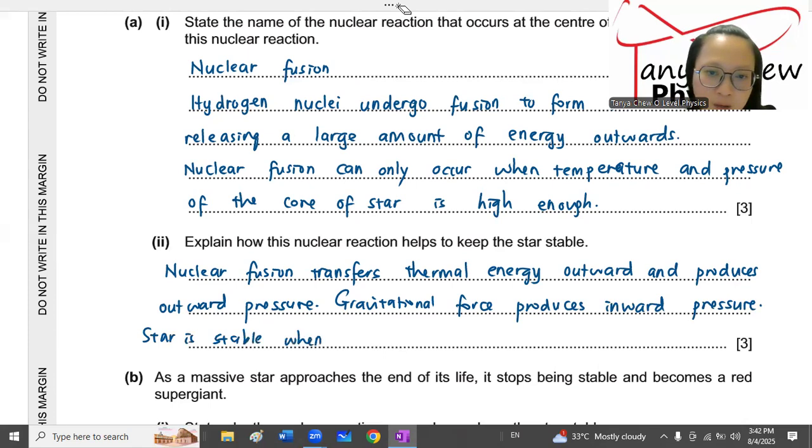Star is stable when outward pressure is balanced by inward pressure produced by the gravitational force.